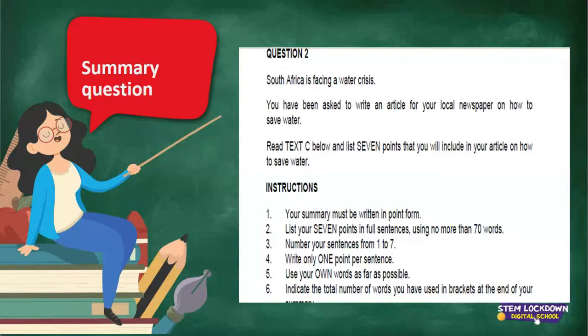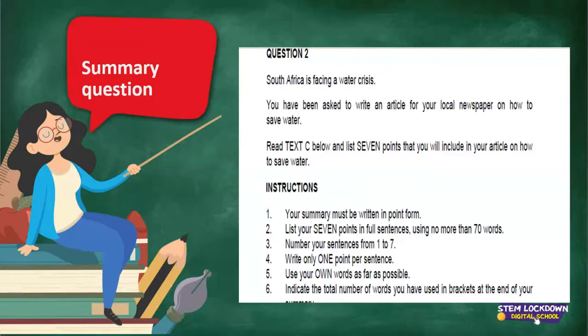Here, what are we to do? 1. We need to read the text. And from that text, there is specific information that we are going to look for. We are going to look at information that I'm going to use on how to save water. That's what I'm looking for, and it has to be in point form. You are not writing the article, but you are writing points that you would use to write an article. Here we are just writing points.